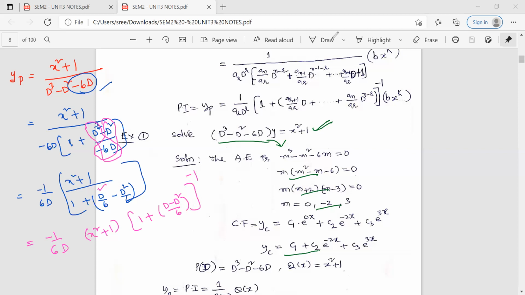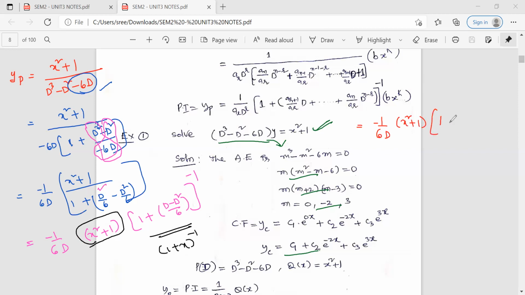Now the expansion is in the form 1 plus x whole power minus 1. So we expand by using this formula. How many terms do we have to expand? After 1, we have to write only 2 terms because the degree of the algebraic expression is 2 only. So I write minus 1 by 6d as usual, and x square plus 1 also the same.